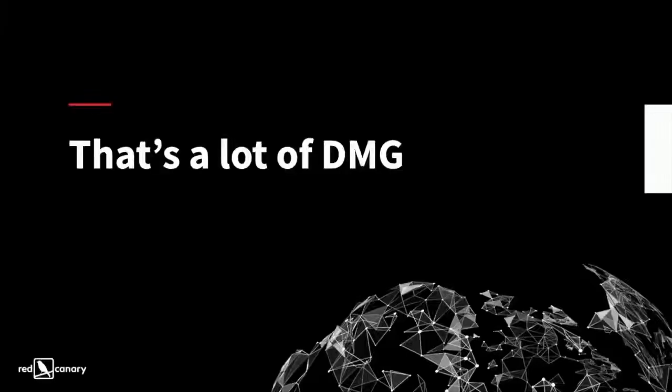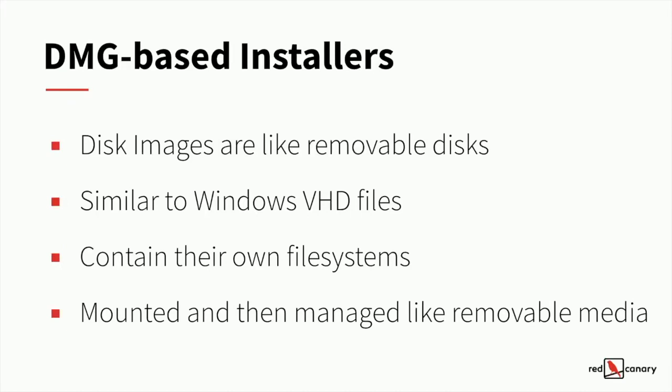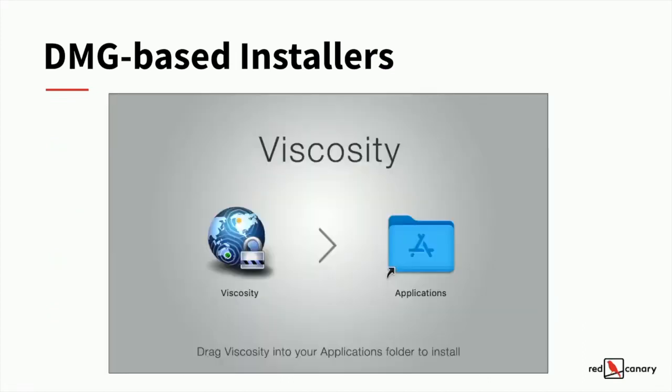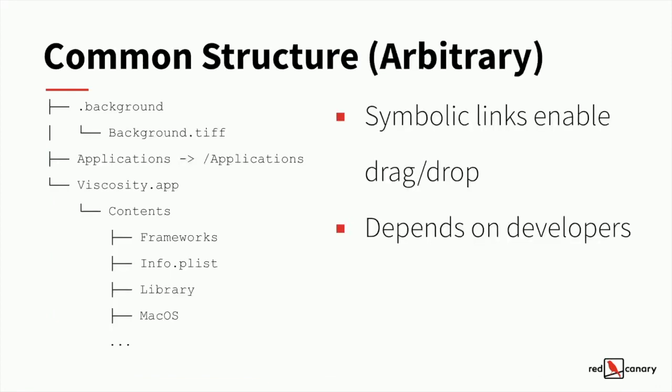All right, so DMGs. If you're coming to this from the Windows side of life, think of DMGs like VHD files. These are essentially virtual removable disks. They contain their own file systems, and for better or for worse, they get managed like removable media. Just think of virtually mounting an ISO or mounting a VHD. You're used to this sort of thing where you take one application bundle, drag and drop it over to Applications and let it run.